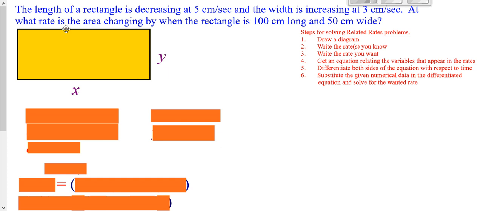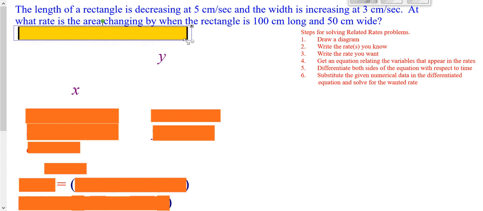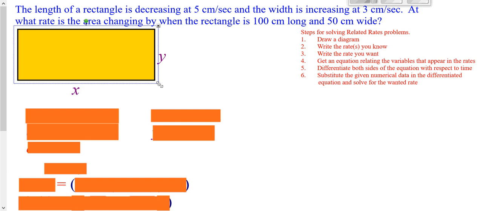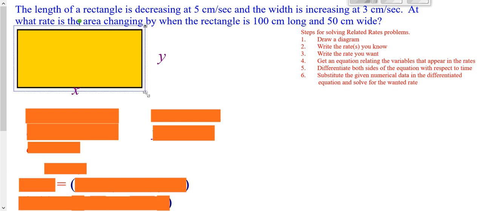So here we have a rectangle. It's because it was driving along and it got in an accident, so that's why it's a rectangle. So the length of our rectangle is decreasing at a rate of 5 centimeters per second, while the width is increasing at this rate. So in other words, if we look at this rectangle, the length is decreasing, our width is increasing.